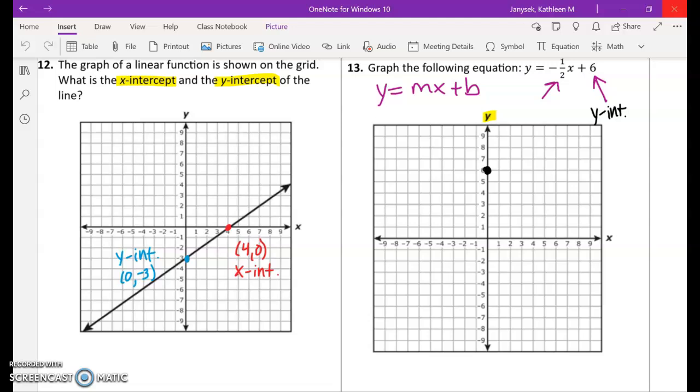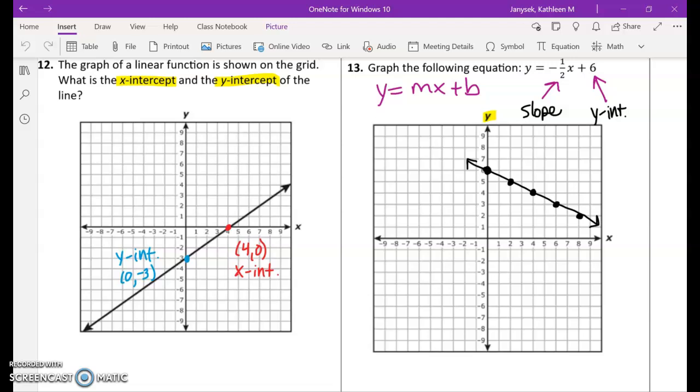And then this negative 1/2 is our slope. So it's a negative slope. We're decreasing 1 and we go to the right 2. We always start out going to the right. Now, if you're graphing digitally, it already gives you the line and you just have to move 2 of the points to the correct location, the y-intercept and the point just to the right of the y-intercept.